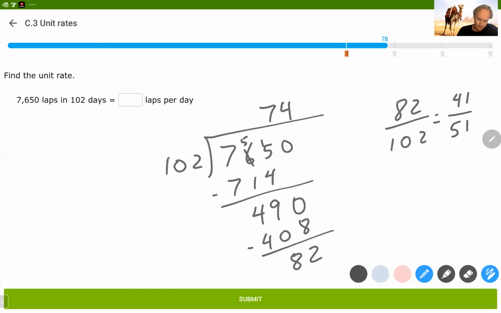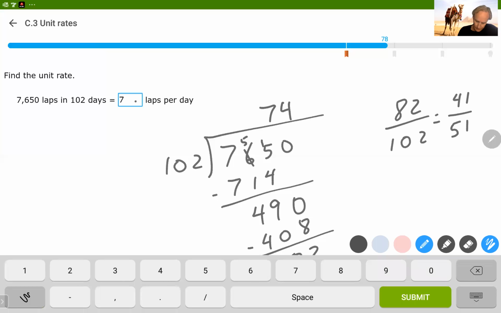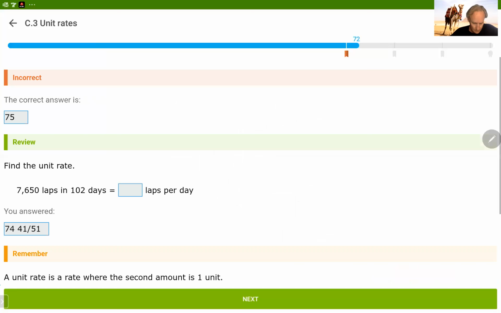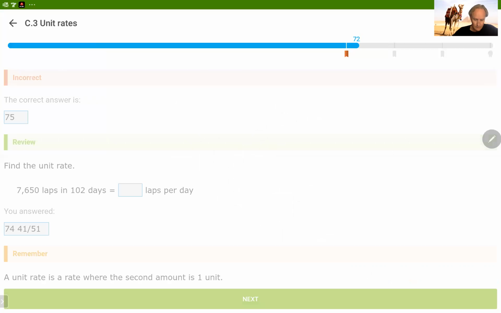Let's try it. 41 over 51, which is weird, but... Oh, I'm an idiot. Huh, can't divide today. There's my problem. All right, let's try again.